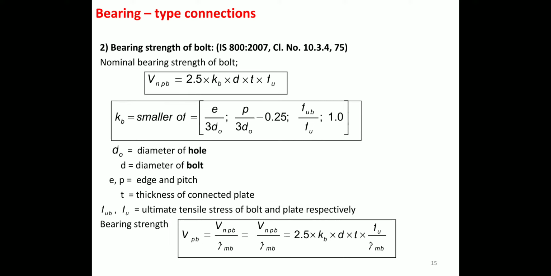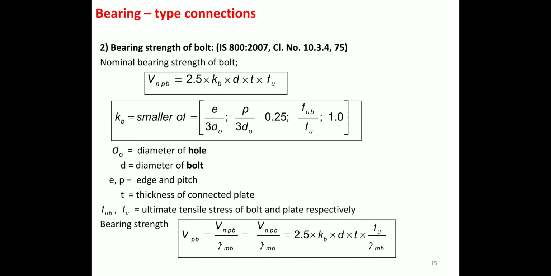Then the second criteria, under the bearing type of connection, is the bearing strength of bolt, given as per IS 800 2007, clause number 10.3.4, page number 75. The nominal bearing strength of bolt is denoted by V suffix NPB, which is equal to 2.5 times KB into d into t into fu, where KB is a constant, which we calculate as the smaller of 4 criteria.